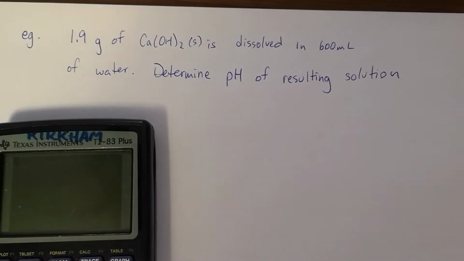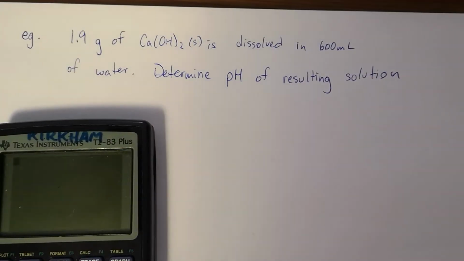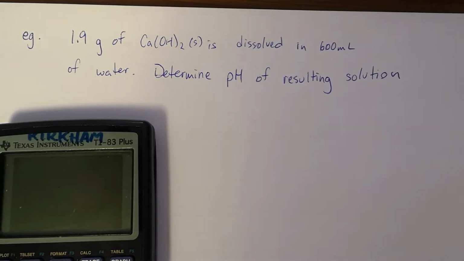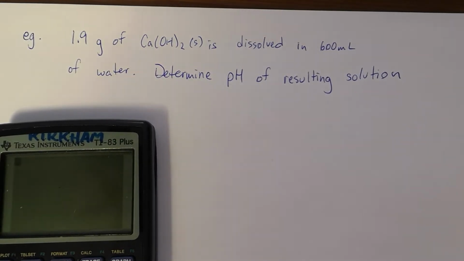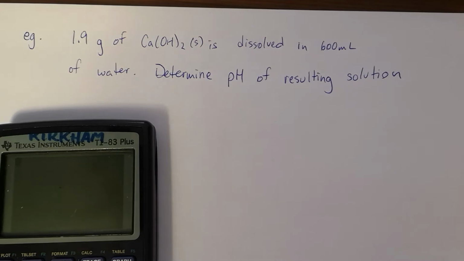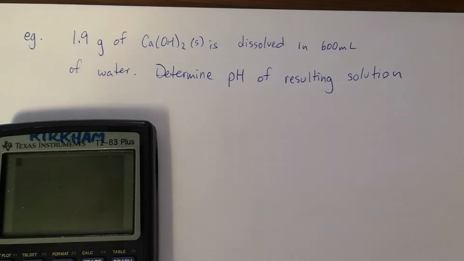Okay, I want to do one more example today. This one's going to have a lot of math and stoich in it, but it's a good one. So I'm saying that 1.9 grams of calcium hydroxide powder is dissolved in 600 mL of water. We're going to find the pH of the resulting solution.